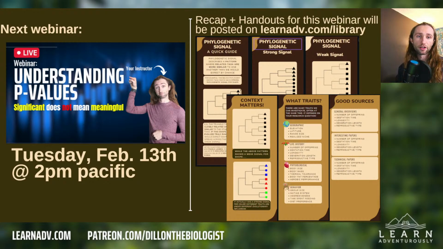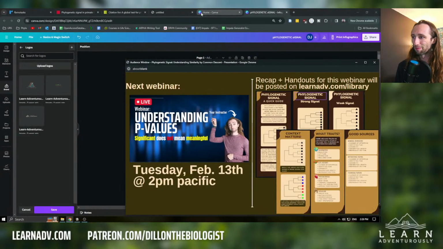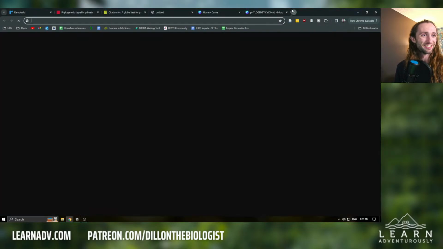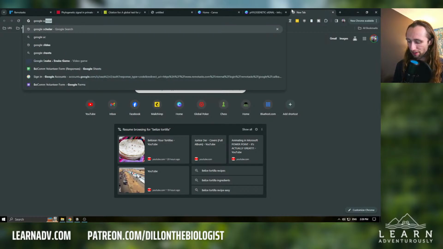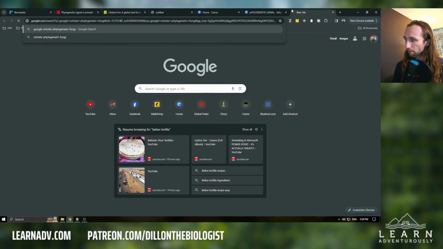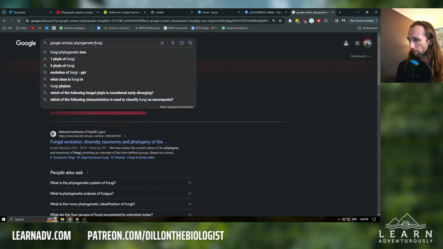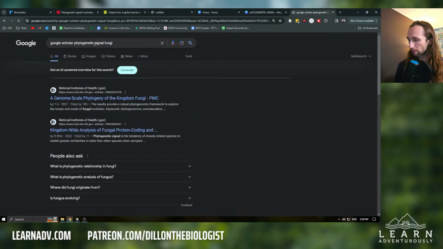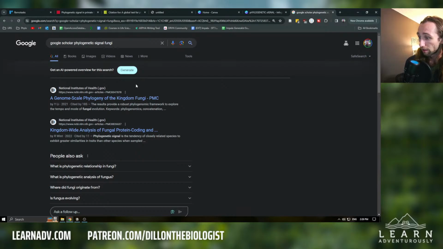Am I aware of any literature on phylogenetic signal in fungi? That is a very good question. Off the top of my head, no, and I think that's more of an indicator of my taxonomic study choice. But let's actually see really quick. Let's just do it. I'm almost certain there would be signal, and then there was a very recent one, yeah.